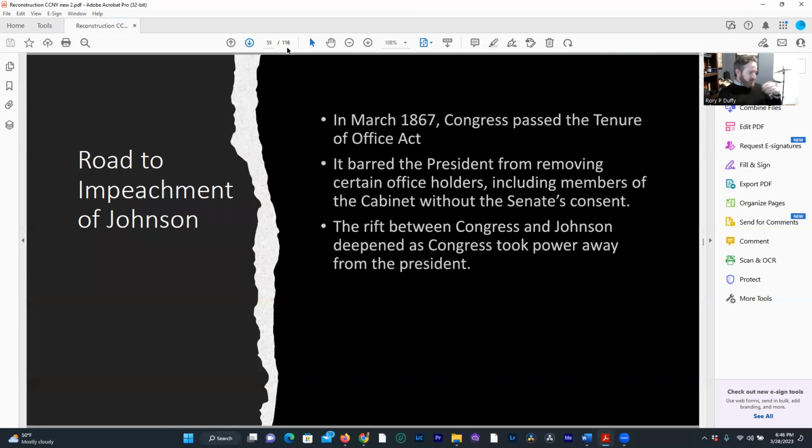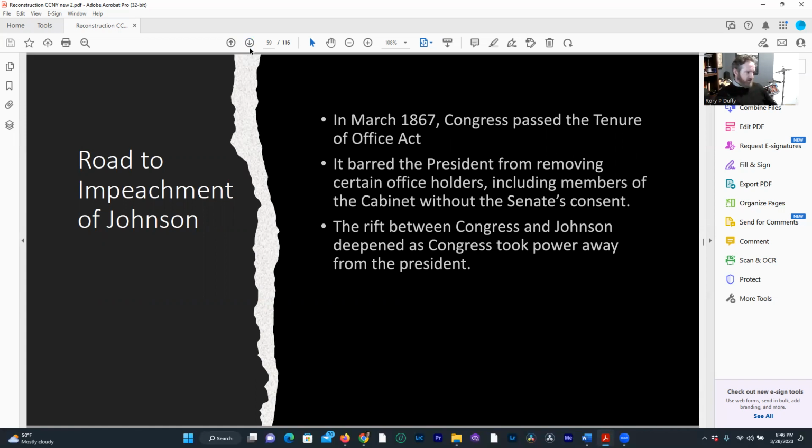Now, we start to see the road to the impeachment of Johnson. Congress wants to get rid of Johnson. He is not popular. We know that Edwin Stanton and Johnson are not friends. They are butting heads. Congress will supersede the president's power for veto, right? The president has the power to ask for anybody's resignation in his cabinet. That is one of the executive powers that he has.